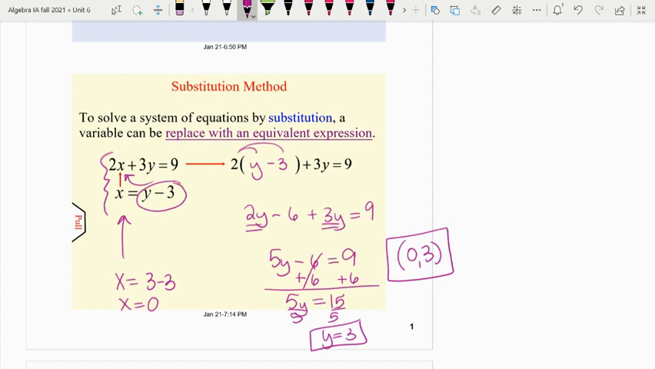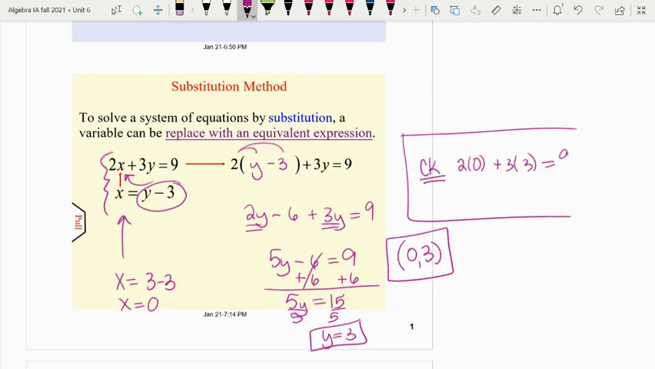Now, how do you know if that's correct? Check it. So do a check on this. Go to your top equation. So 2 times 0 plus 3 times 3, does that equal 9? So this is 9 equals 9 because that's a 0. Okay. Go to the next one. Does x, which is 0, equal y minus 3 or 3 minus 3? 0 equals 0, so okay. So it checks in both.